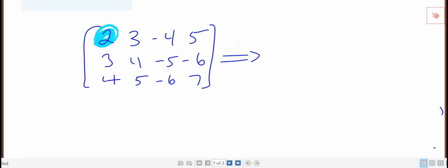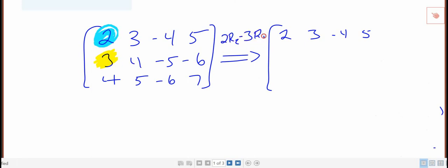Okay, so what I do is I look at that entry and I go, okay, well, I need zeros below it. So my first goal then is to get rid of this 3. And I'm going to leave the top row alone on this set of computations, and I'm going to take 2 times row 2 and subtract 3 times row 1.